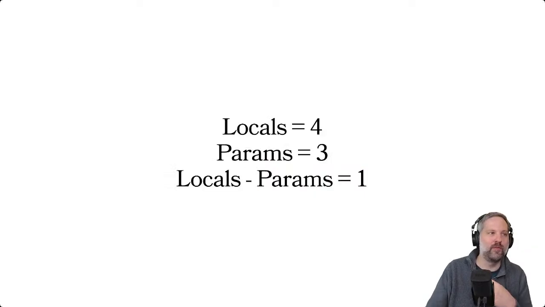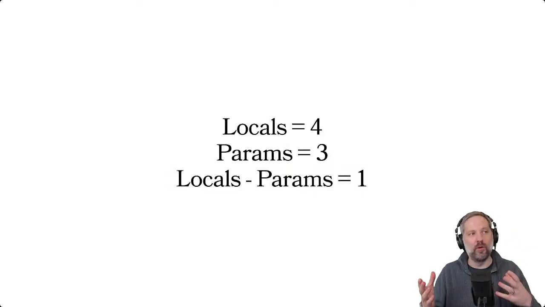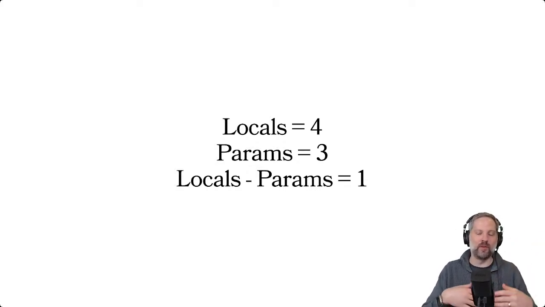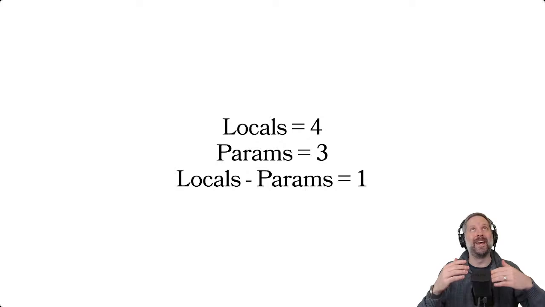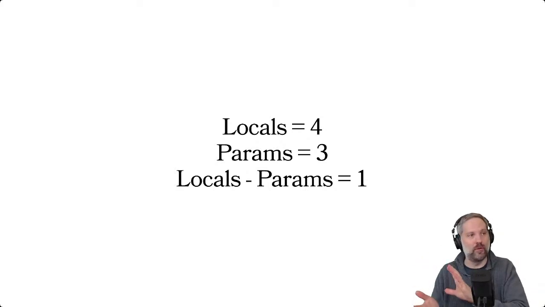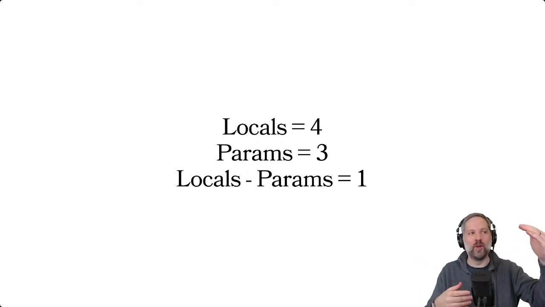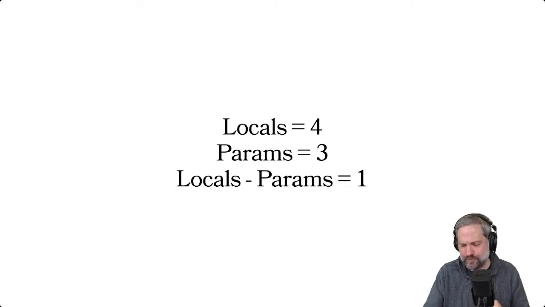So every time we push a frame, we know that there are 4 locals, 3 of them are parameters, and then we have to push 1 extra slot for the D local. So the compiler looks at all the local variables and says, okay, I have a certain number of parameters and then a certain number of extra locals. So when we push a frame, we need to push enough slots for that.